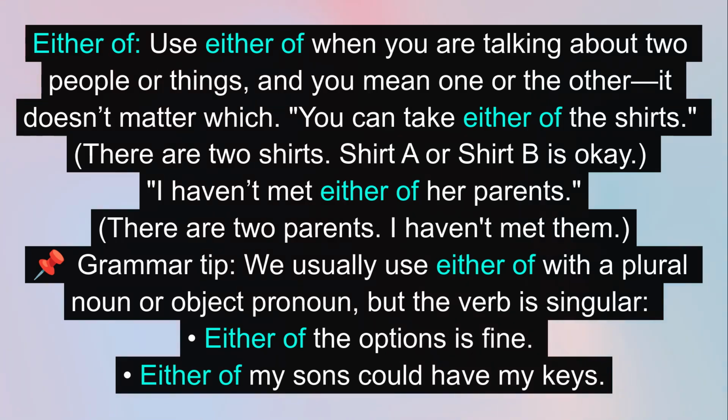Either of. Use either of when you are talking about two people or things, and you mean one or the other. It doesn't matter which. You can take either of the shirts. There are two shirts. Shirt A or shirt B is okay. I haven't met either of her parents. There are two parents. I haven't met them.